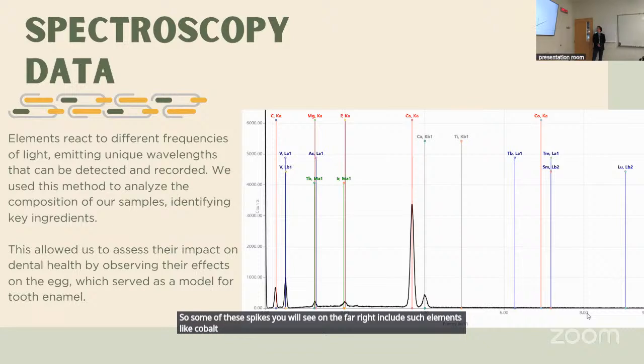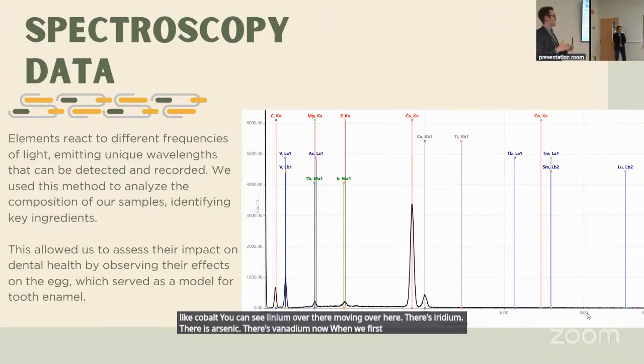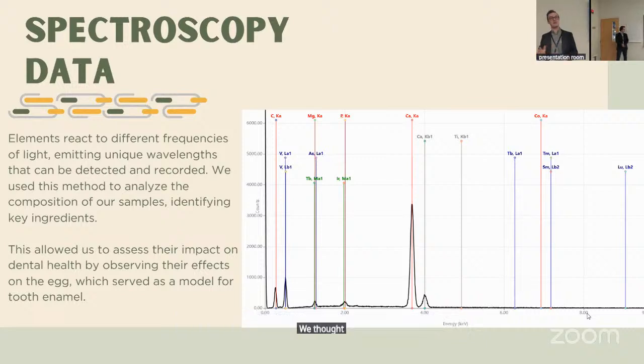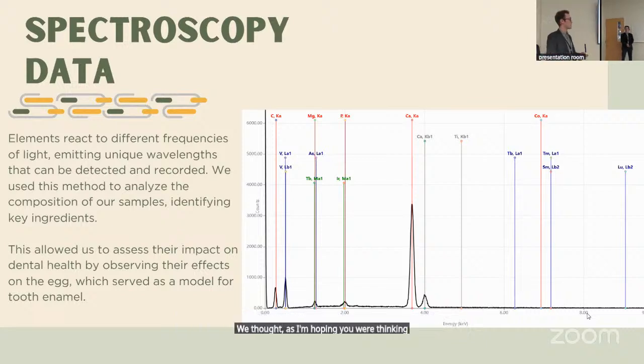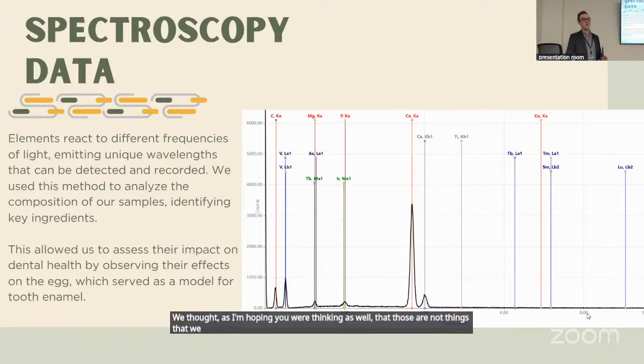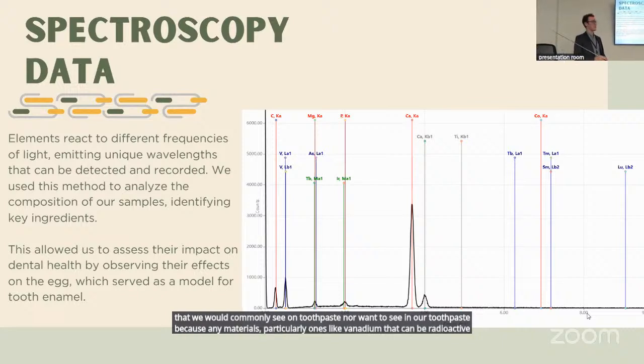You can see rubidium over there. Moving over here, there's iridium, there is arsenic, there's vanadium. Now, when we first saw these things, we thought, as I'm hoping you are thinking as well, that those are not things that we would commonly see in toothpaste nor want to see in our toothpaste, because any materials, particularly ones like vanadium that can be radioactive, are not so good for dental health.